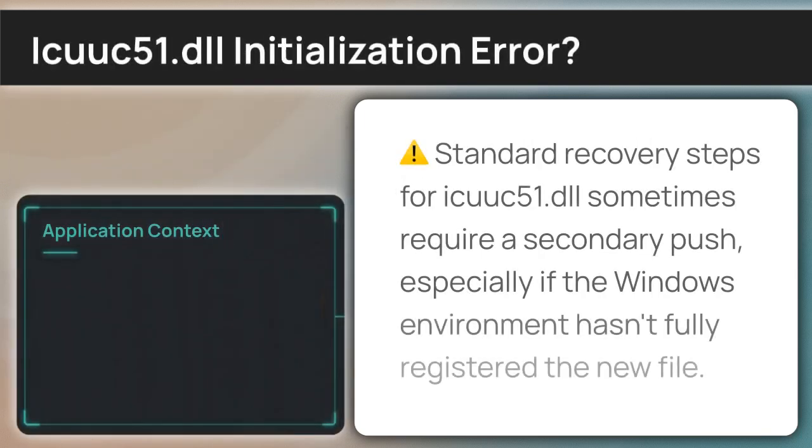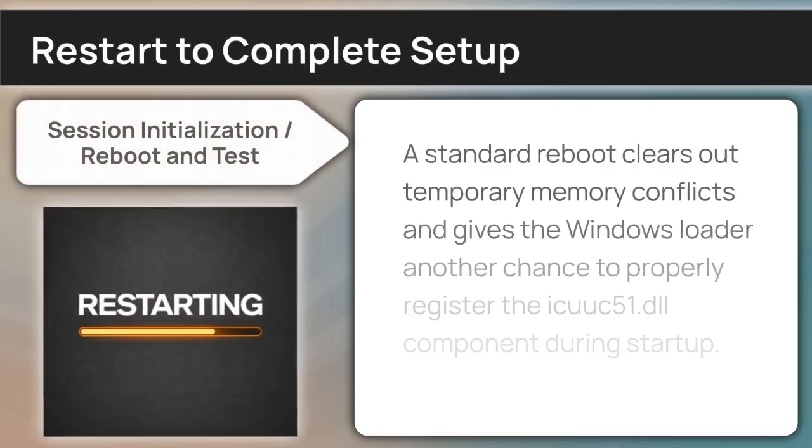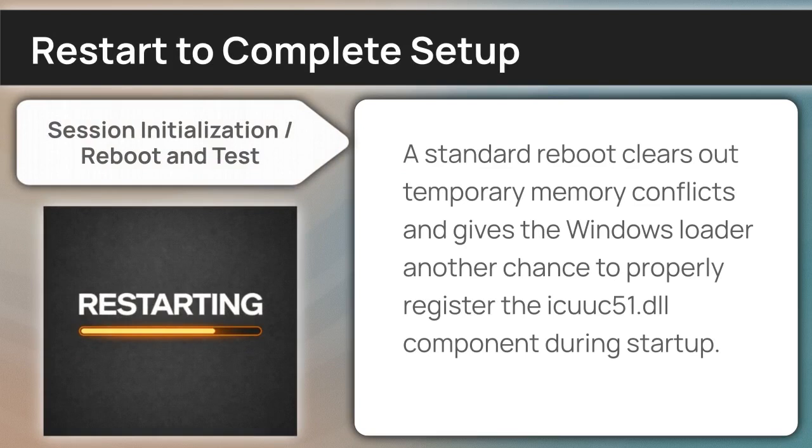If the application still won't initialize, we need to shift our focus to how the Windows loader is interacting with the library. A full system restart ensures that no background processes are currently locking the icuuc51 library file. A fresh boot allows Windows to reinitialize its library map from a clean state.